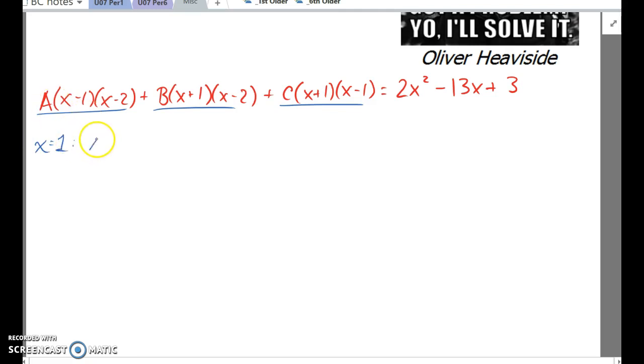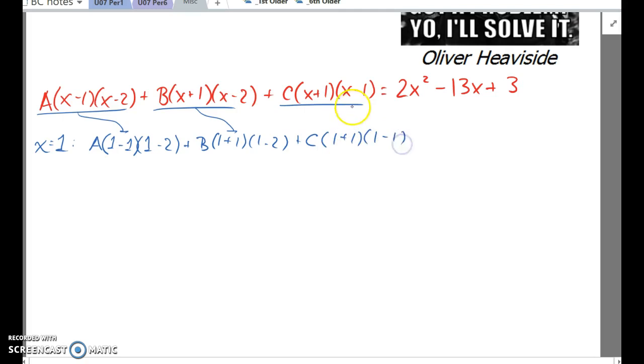Because when I plug that in, I have a times 1 minus 1, and that's why this is good. 1 minus 2, b gets a 1 plus 1 and a 1 minus 2, c gets a 1 plus 1 and a 1 minus 1. And that equals 2 times, plugging in 1 on both sides, 1 squared, minus 13 times 1, plus 3.